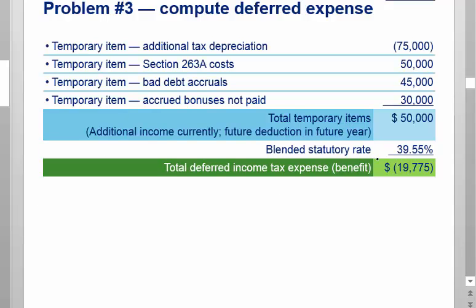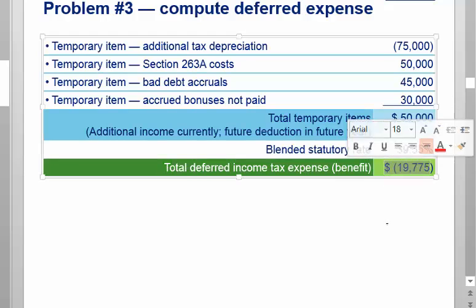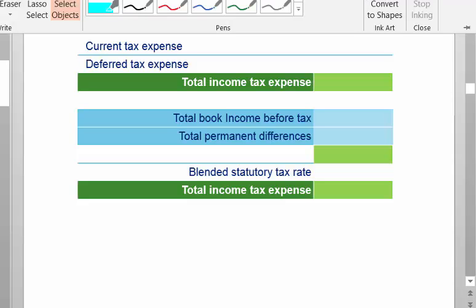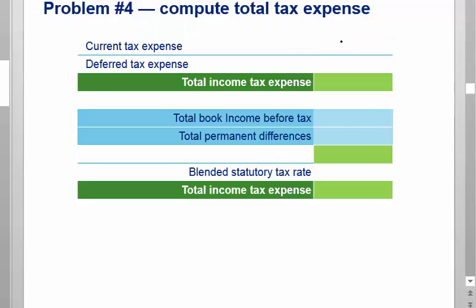Okay, this just does the same thing, shows the movement in the deferred, and we showed credit to expense of 19,775. Okay, total expense. So we have calculated the current and the deferred. So if we were doing the sum of our current and deferred, it would be 531,157 and 19,775. Right?